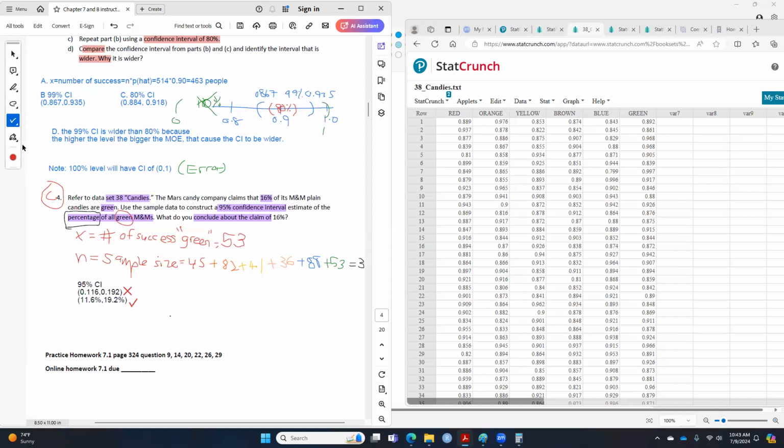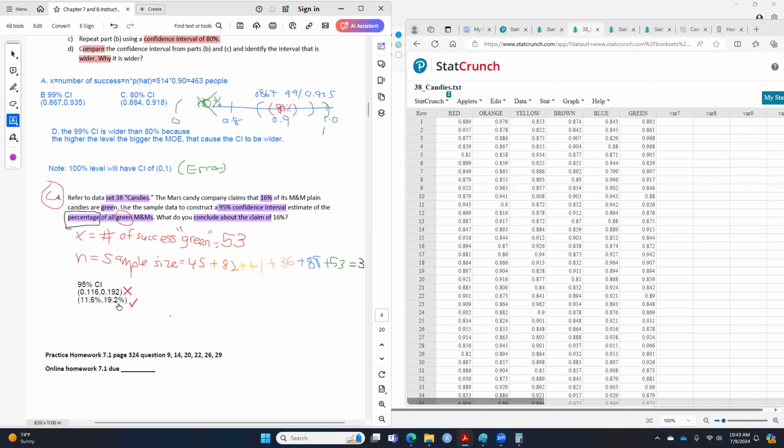Okay. And in order for us to answer the final last question here regarding what you conclude about 16%, you're talking about whether 16% is inside or outside the range. If it's inside this confidence interval, then the claim is valid, the claim is good, the claim is correct.